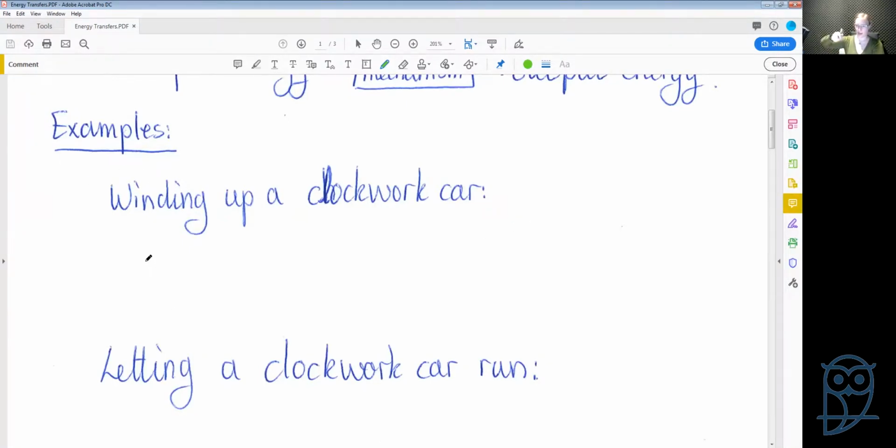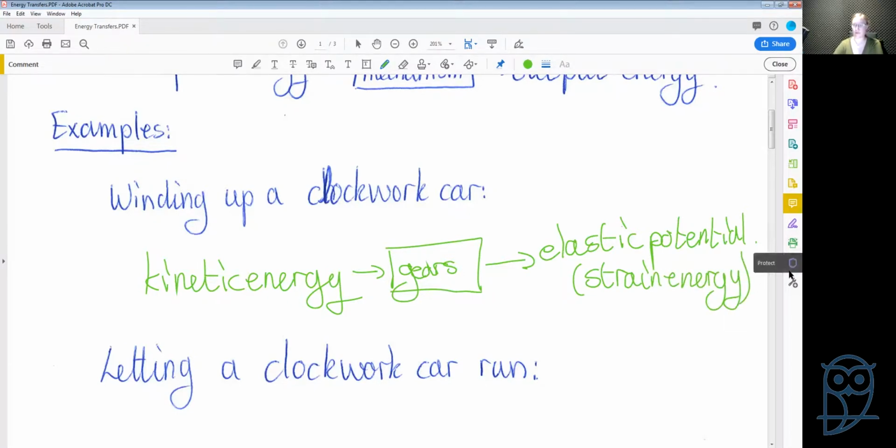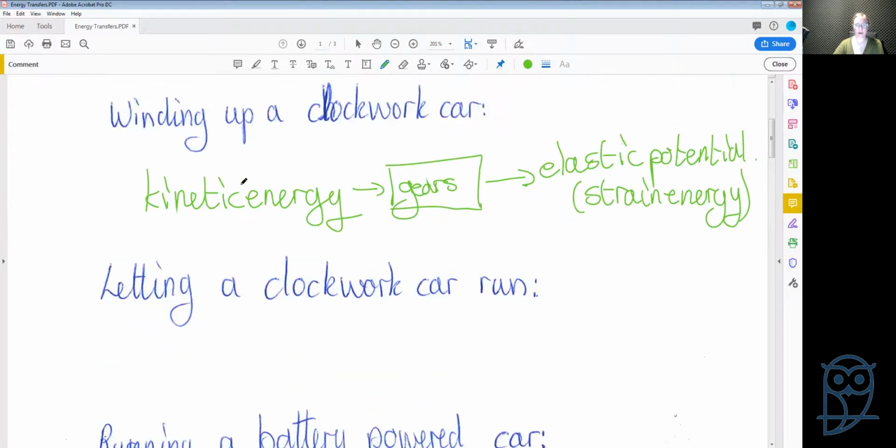Example, winding up a clockwork car. As we are winding it up, we are using kinetic energy, which then gets transferred via some gears inside the clockwork mechanism to potential energy. Technically, this is the elastic potential energy, but in your books, this is called strain energy. Okay, so our kinetic energy gets turned into some kind of potential energy.